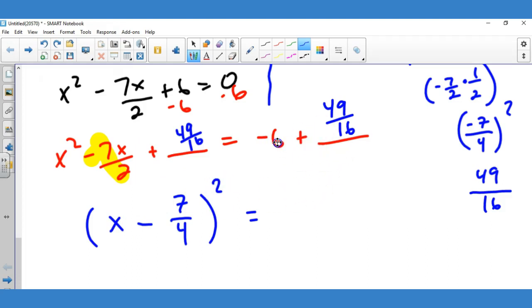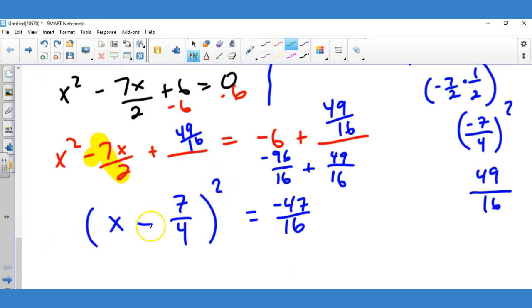Now over here, I have -6 times 49 over 16. Well, you got to have common denominators to add these, right? So now if I make this bottom 16, I got to multiply this top by 16 as well, which is going to be -96. So -96 plus 49 is going to be -47 over 16, all right? So now from here, I just solve this, guys.